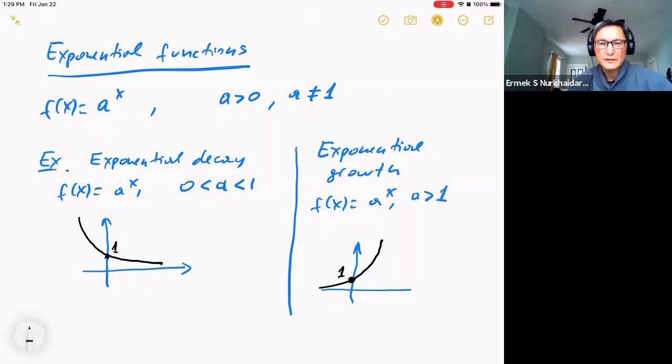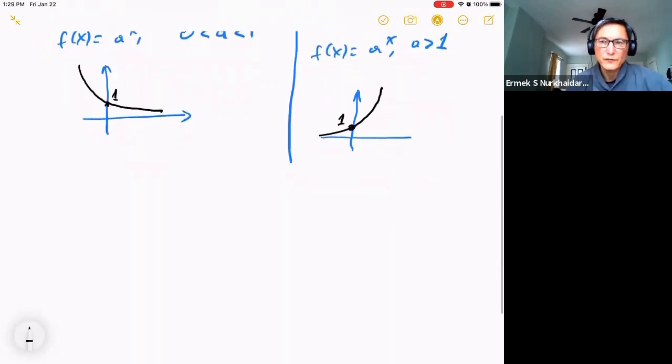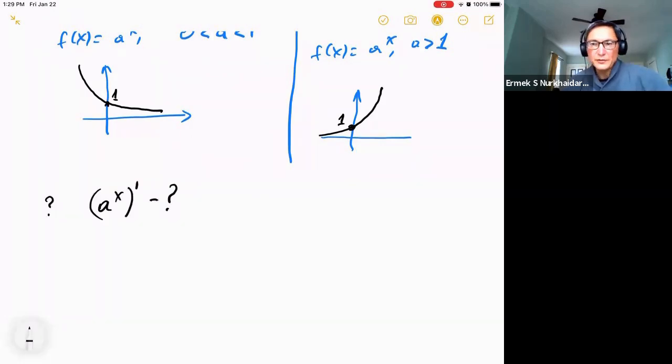So what we want to do is find derivatives of exponential functions. So the first question is, what will be the derivative of a to x? Okay, so that's our first question, and that's the one which we'll try to address. So let me try to answer this question.